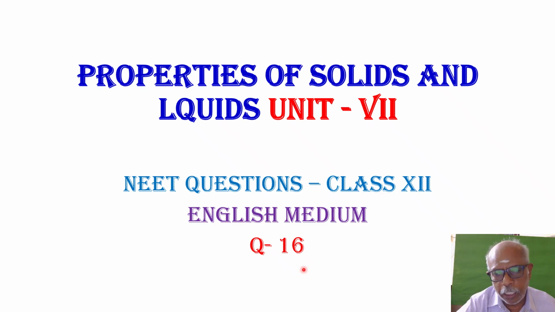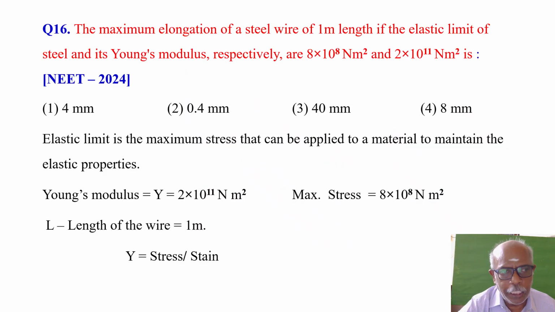In today's video, we are going to solve a multiple choice question from Unit 7, that is properties of solids and liquids. The question is: the maximum elongation of a steel wire of 1 meter length, if the elastic limit of steel and its Young's modulus respectively are 8 × 10^8 N/m² and 2 × 10^11 N/m², is how much?